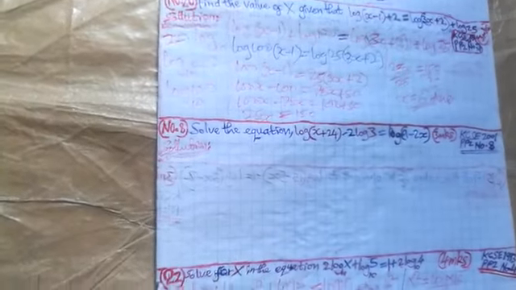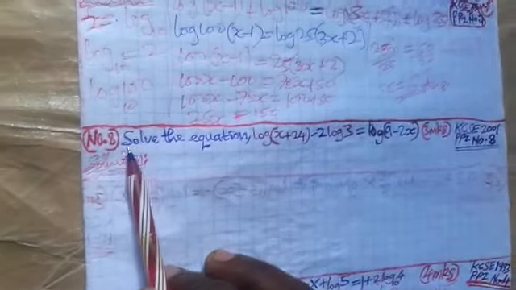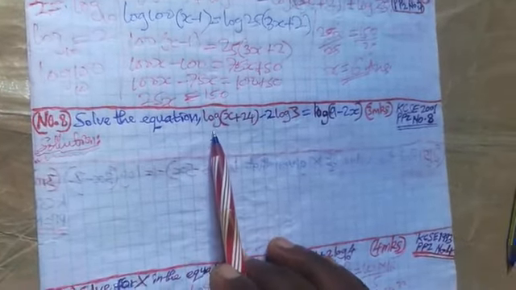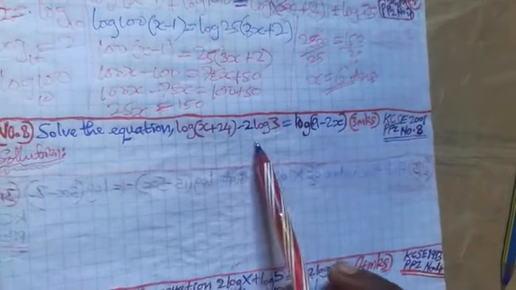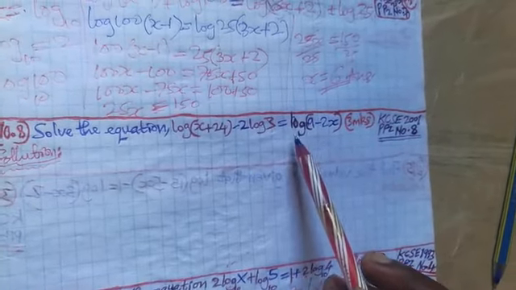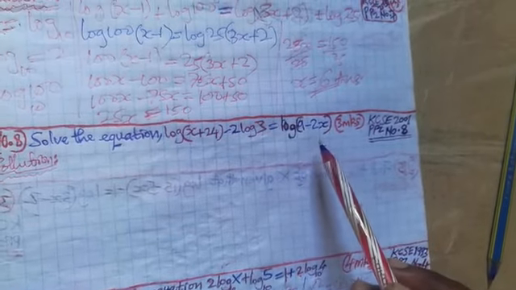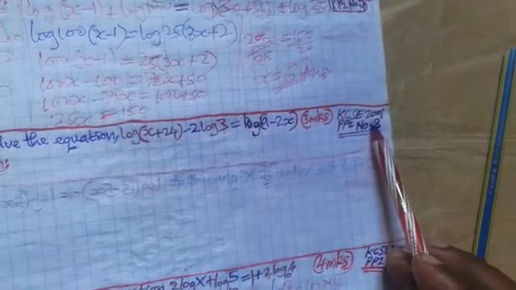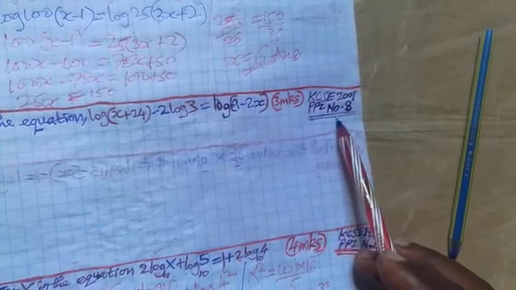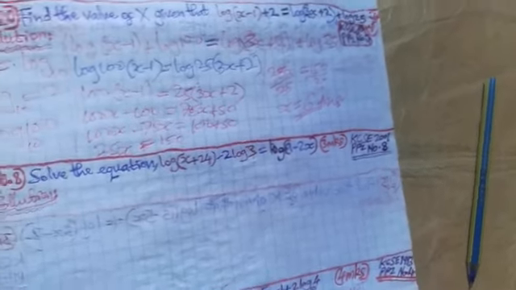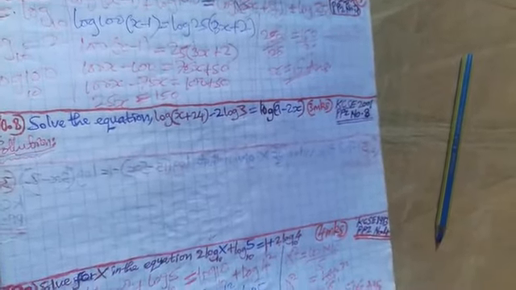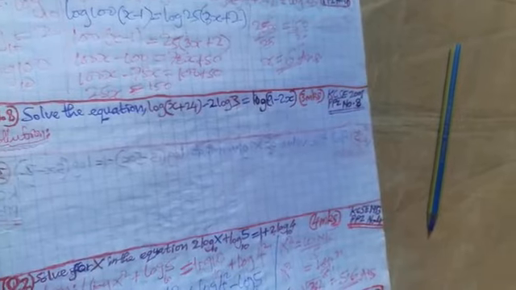Okay, for question number 8. Question number 8 states: solve the equation log (x + 24) - 2 log 3 = log (9 - 2x). This was KCSE 2001, paper 2, number 8. Okay, for question number 8, this is the solution first.